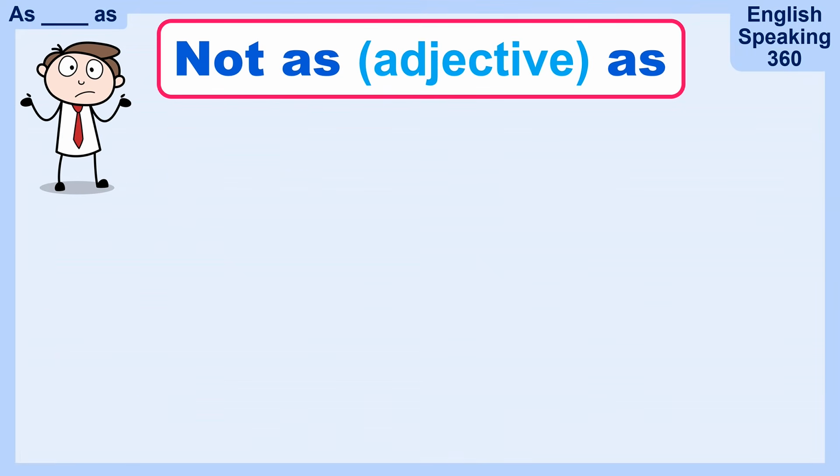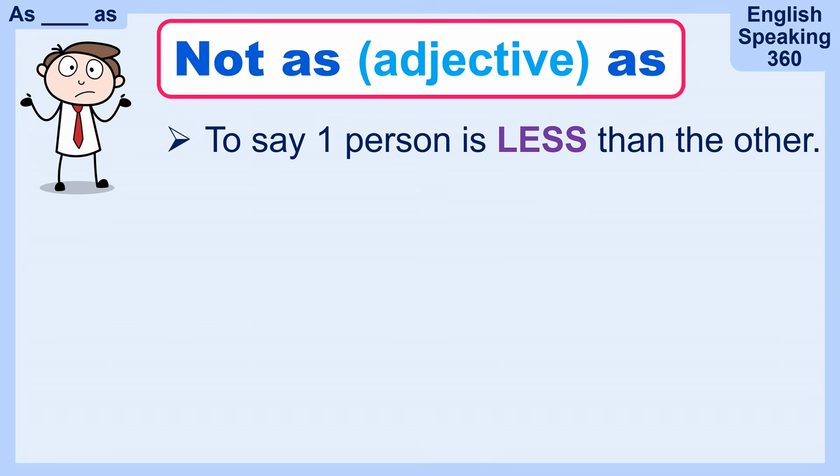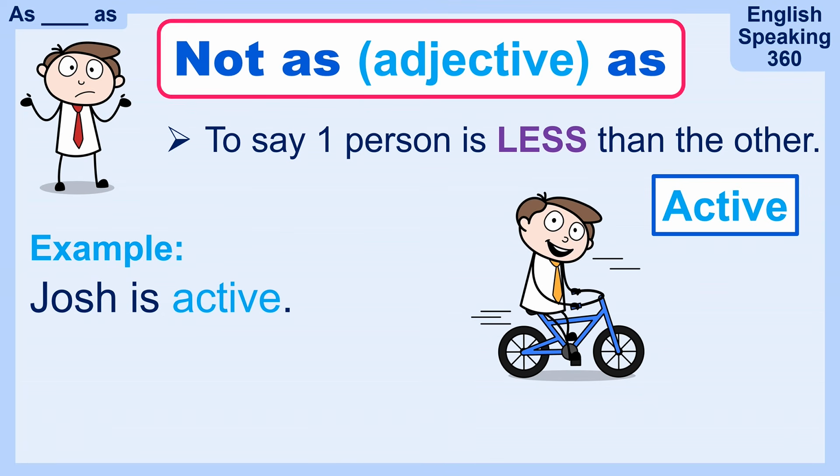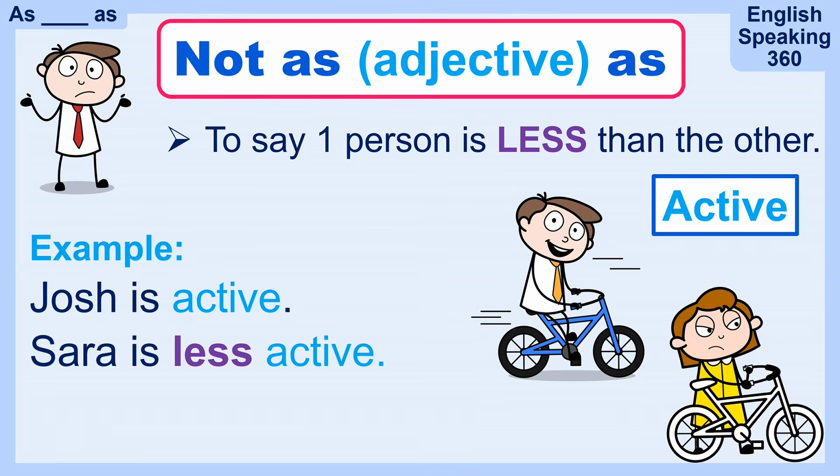Not as adjective as. This is the second structure here. We use this when we want to say that one person is less than the other. Here's an example. Josh is active. Sarah is less active. So you see here, one person is less something than the other. One person is less active than the other.